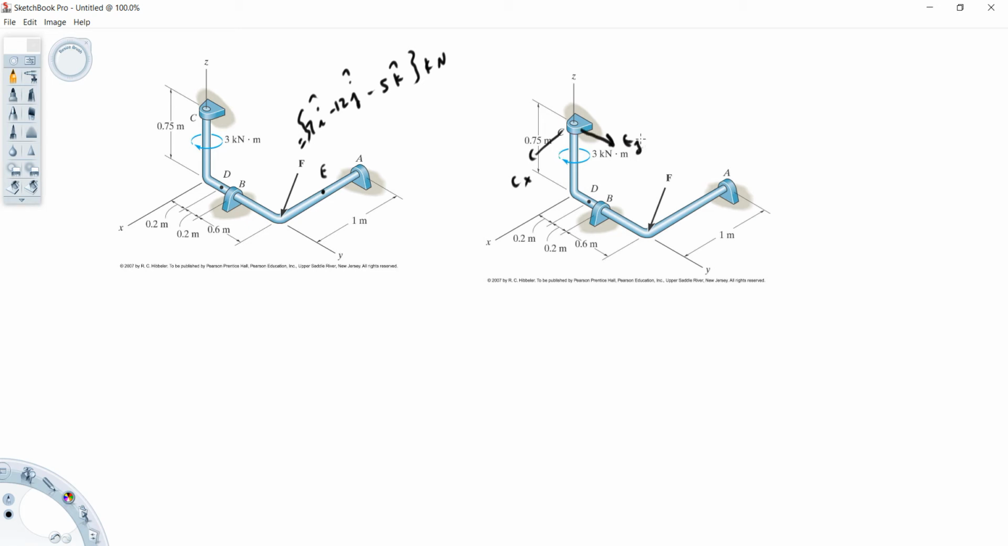Now I'm going to go through and talk about force reactions first, and then come back and visit moment reactions. Talk about this point right here. This is definitely going to have a BX and no BY, but a BZ. Over here, at this point, we're going to have no AX, but an AY and an AZ.